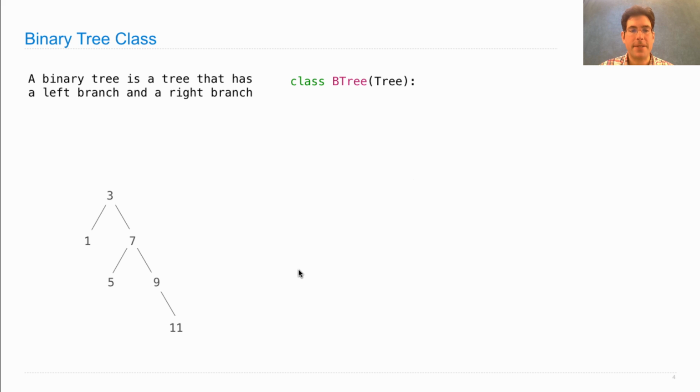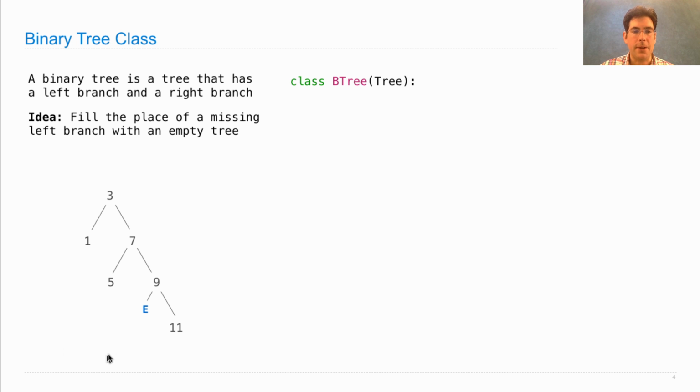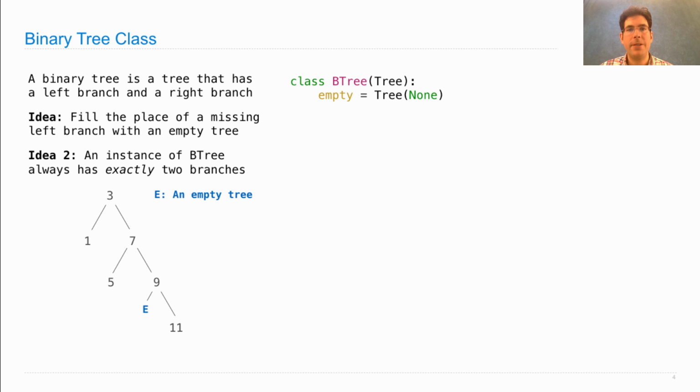So we need some way to represent this structure using a tree. And one idea is that we fill the place of a missing left branch with an empty tree. So here, we'll say there are two branches here for this subtree, except that one of them is empty, meaning there's no node value there. And we can represent this with a special empty tree, which is a class attribute of the BTree class, and it's just represented as a tree with no root value. An extension of this idea is to make sure that every instance of the BTree class has exactly two branches. Now, what about the leaves? Well, they have two empty branches.